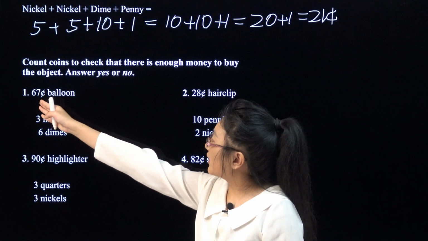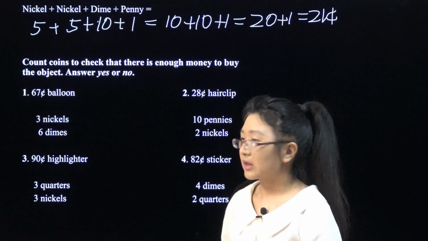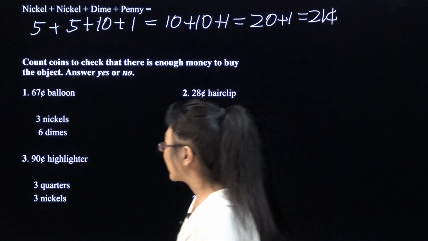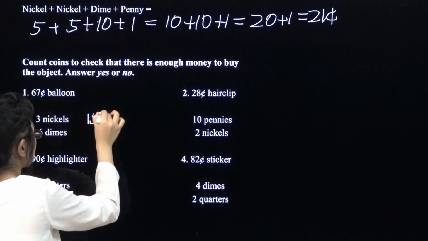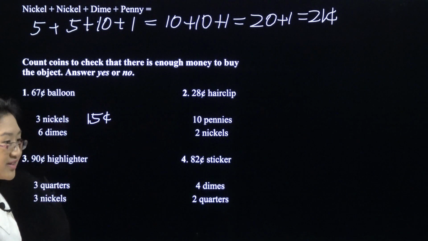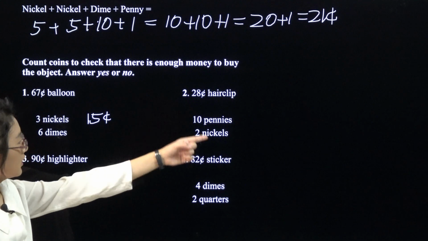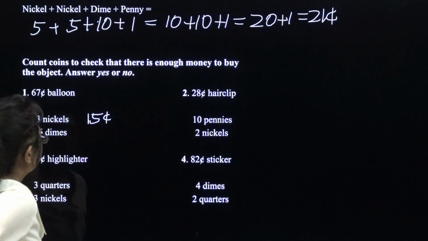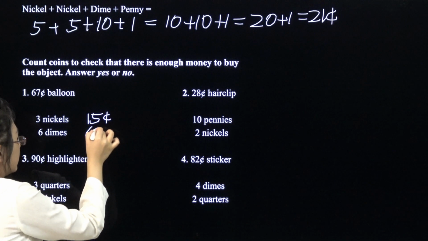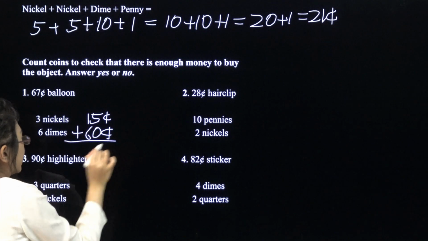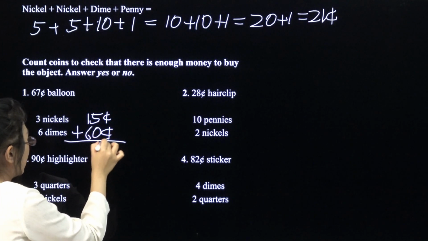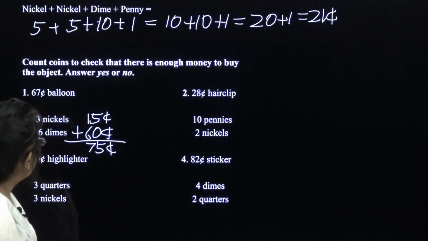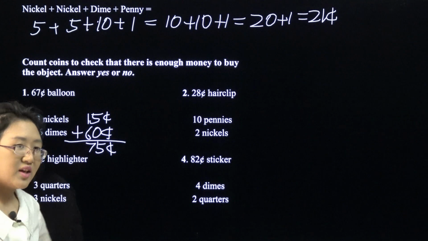Here we have a 67-cent balloon. We have 3 nickels, which is 5, 10, 15, 15 cents, and 6 dimes, which is 10, 20, 30, 40, 50, 60. 60 cents. Add it together and we get 5 plus 0, 5, 1 plus 6, 7. 75 cents. We have 75 cents.